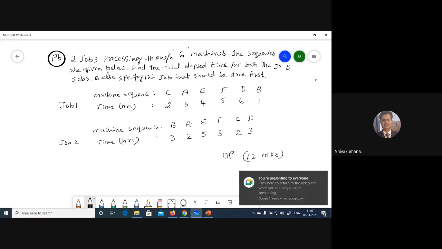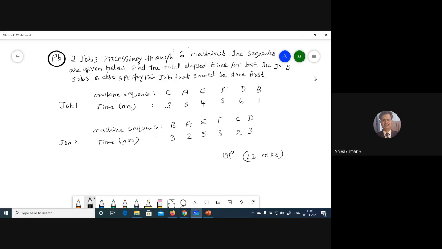Okay, back to this problem now. Same as the previous 2 problems. So I don't want to do this problem once again because it's repetitive in nature. You are drawing that graph along with the given sequence CAFDB, and even job 2 you are going to draw, and you are drawing the 45-degree line, so finding the total elapsed time. And similarly drawing the bar chart as per the graph, and finding which job should be done first.